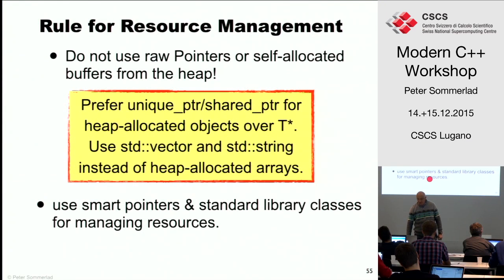So my rule for resource management: don't use raw pointers or self-allocated buffers on the heap. Use unique pointer, shared pointer, and for data, use vector and string for plain data. And no heap allocated arrays. No raw pointers. Especially no character pointers for string handling. That's, I would say, how do you say it in English? It's a sin you must not commit in C++.